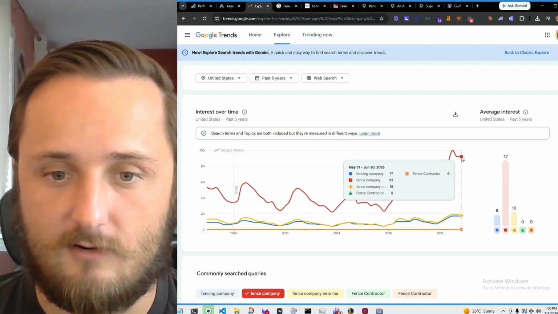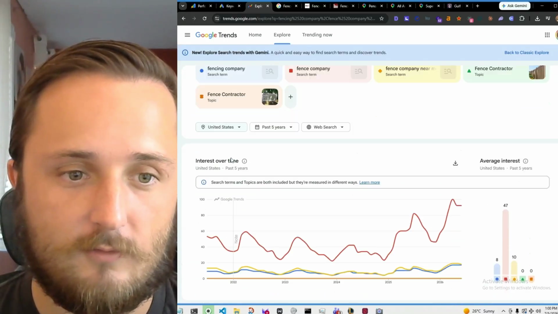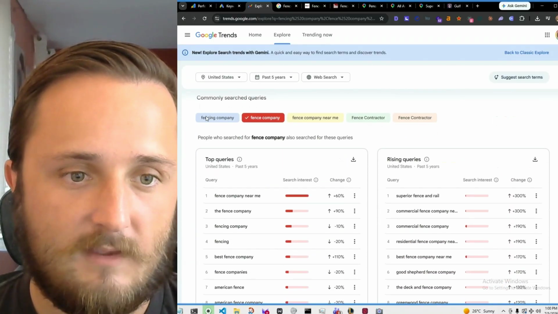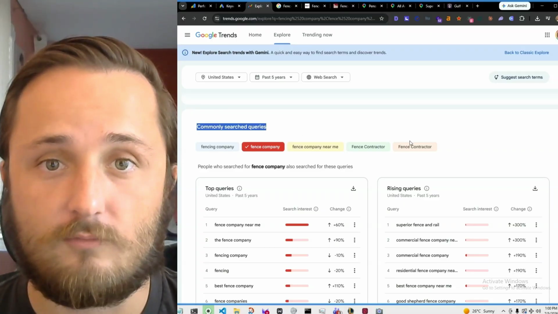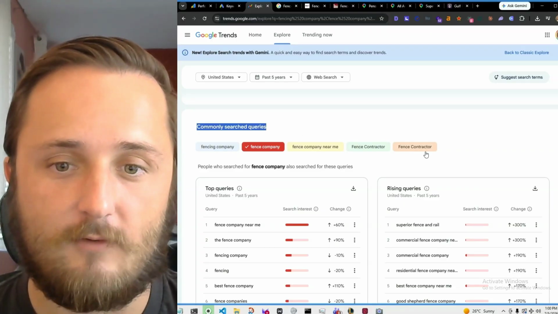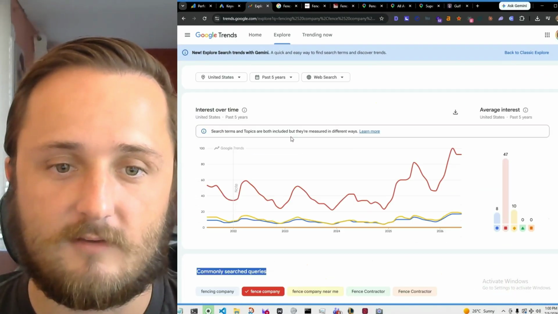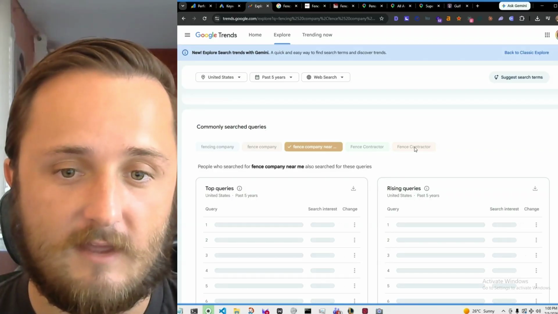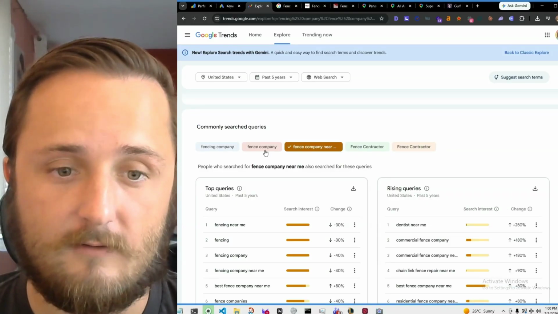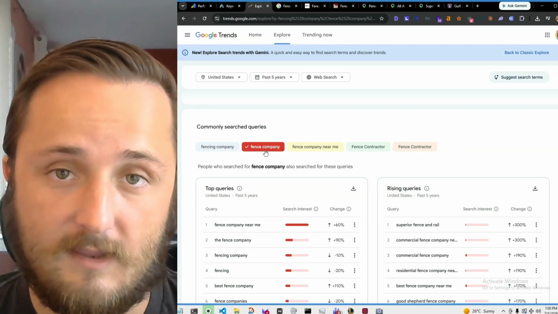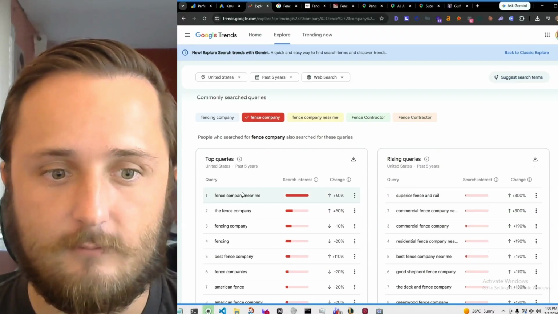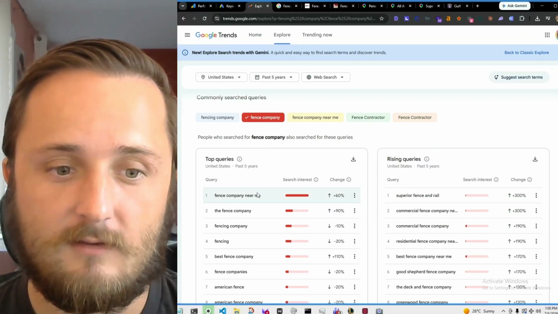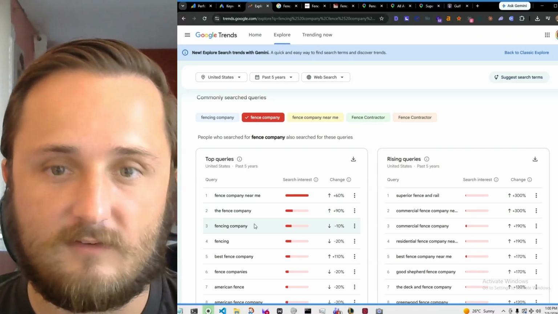Some other things you can do in Google Trends is we can come down here and we can find these commonly searched queries. So right down here, we have all the keywords that I've searched up here at the top, and we can select them and get more data from Google in relation to these keywords, right? So for fence company, we have fence company near me. We've got the fence company, fencing company, right?